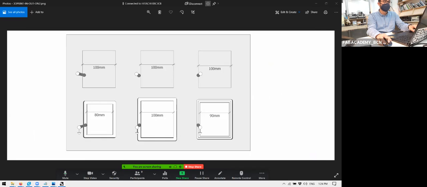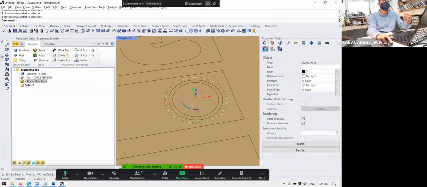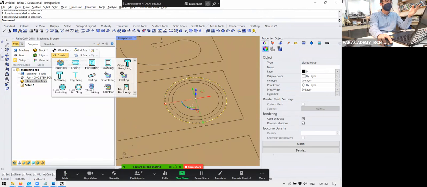Let's see. So let's choose this vector and let's produce what? A 2D axis cut. We are cutting in 2D. So right now, today is 2D cut only. It's called 2.5D, but it's 2D cut. We want to do a pocket that is cut all the material.